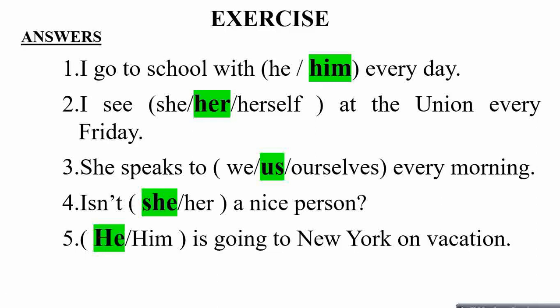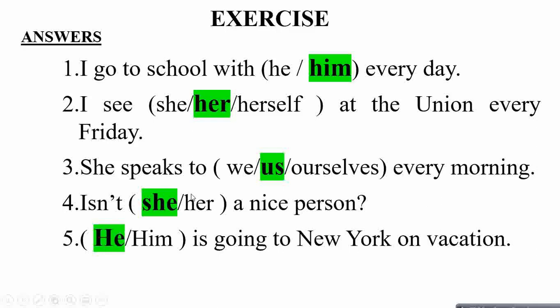The second question is, I see her, she or herself at the union every Friday. So it's about her. I see her at the union because it's about another pronoun you're talking about. The question 3 is, she speaks to we, us or ourselves every morning. So she speaks to someone, the plural others. So in that case it is going to be us.